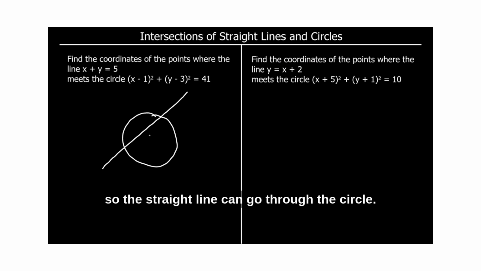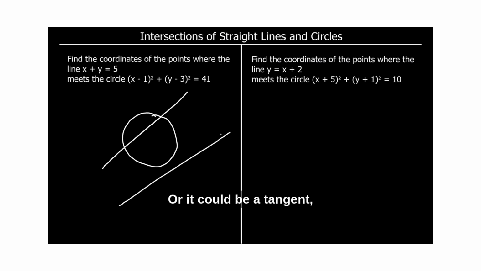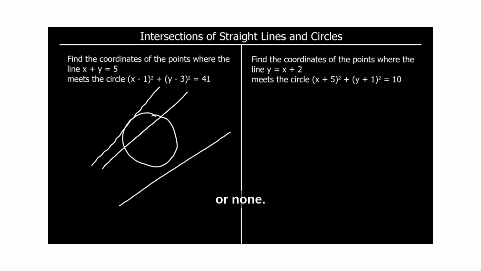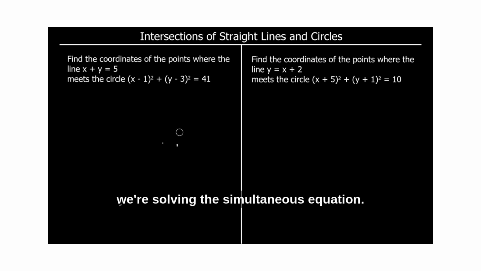So the straight line can go through the circle. That means they intersect twice. The straight line could miss the circle entirely. There could be no intersections. Or it could be a tangent and it just touches the circle and then keeps going. So it could have one intersection, two intersections, or none. So whenever we are finding the points of intersection, we're solving the simultaneous equations.